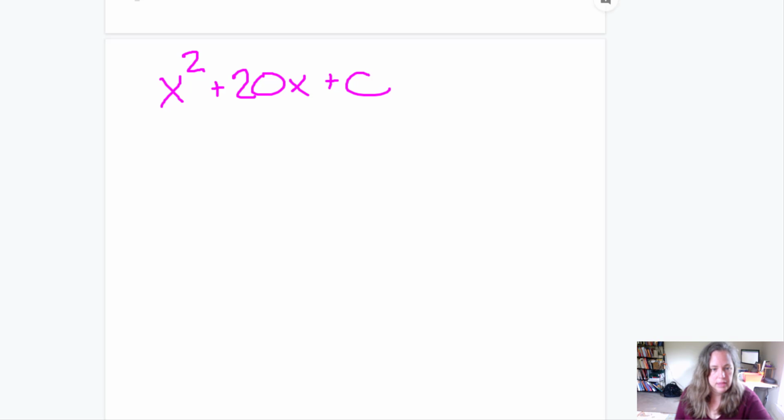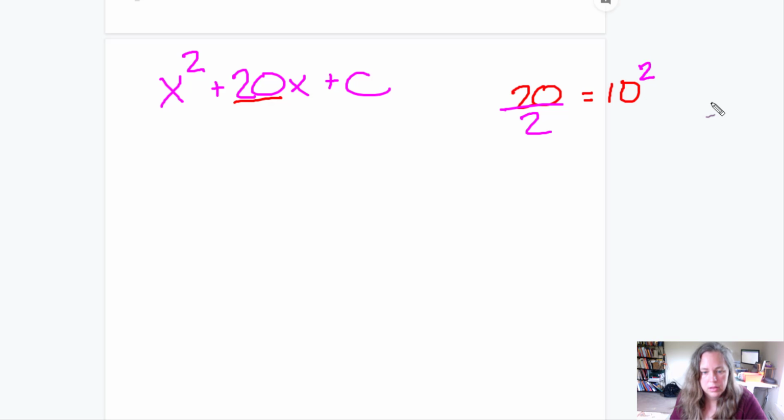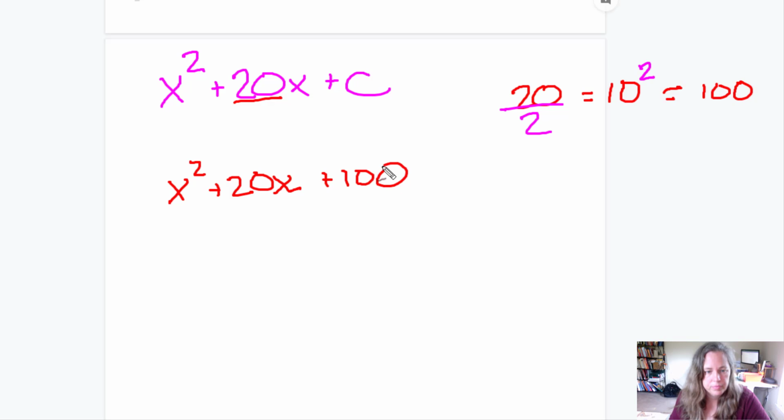So hopefully you paused and did it. I'm going to take the middle term, 20. I'm going to divide it by 2. Then I'm going to square it. And I'm going to get 100. So x squared plus 20x plus 100 is a perfect square trinomial. And that is how you force things to be a perfect square trinomial. So now you're going to practice doing that.